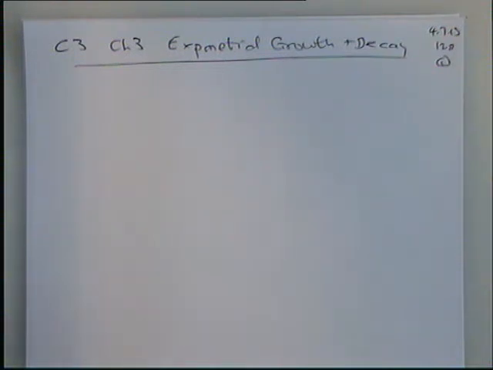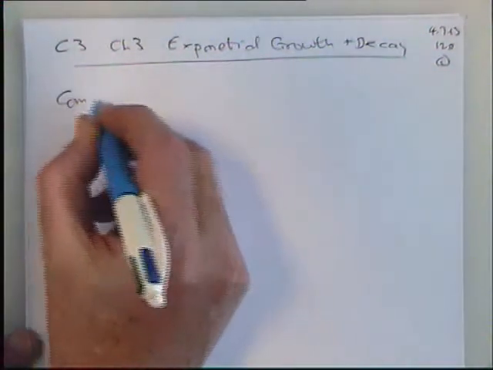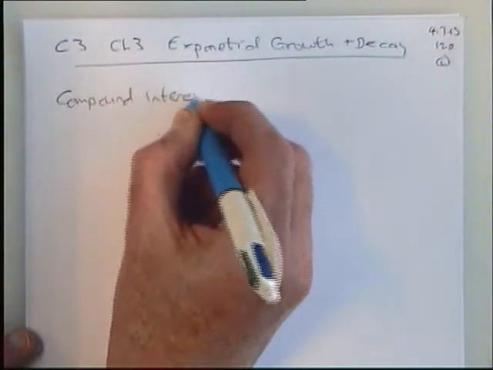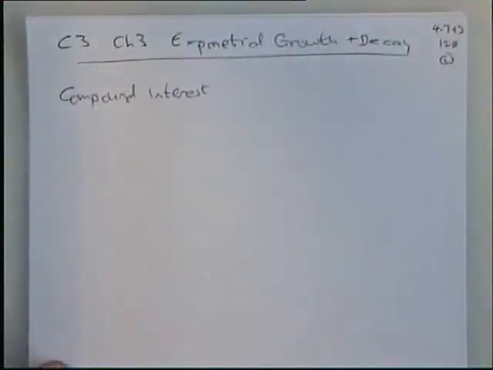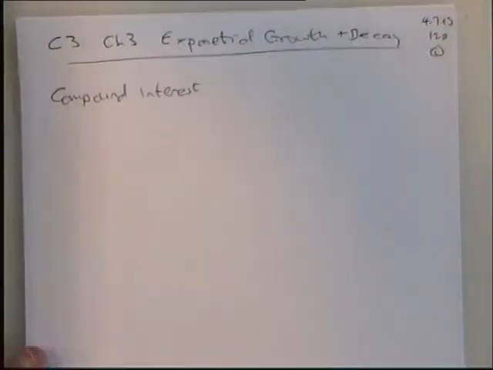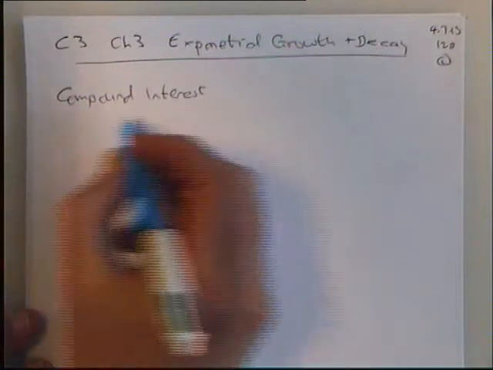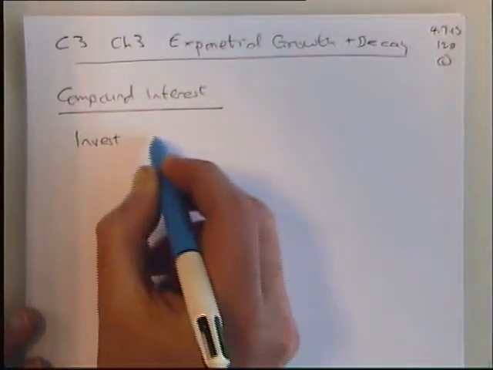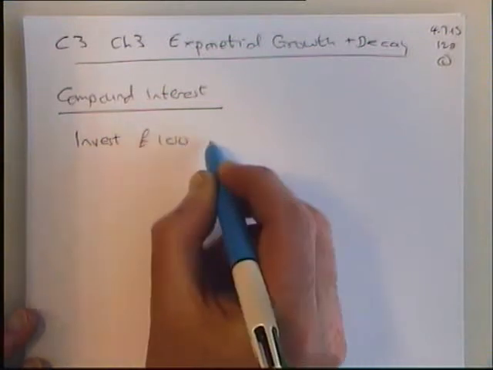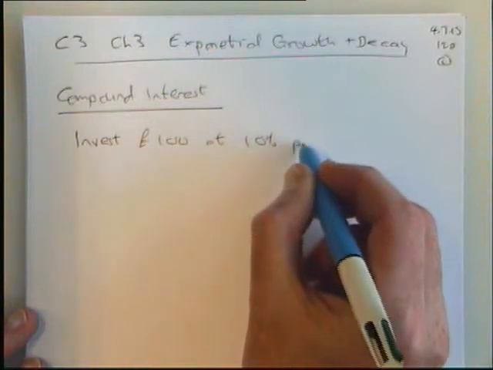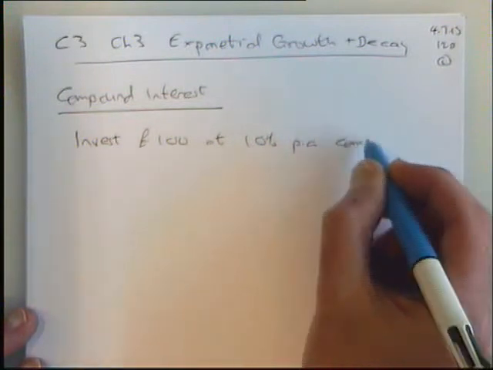Okay. So, let's look first of all at compound interest, which is something you know about from GCSE, and just see what we can get from there. I'm going to change the lighting here, see if that's any better. Okay. So let's say to start with, for our compound interest example, to make things easy, that we're going to invest £100 at 10% per annum, so per year, and it will be compound interest.